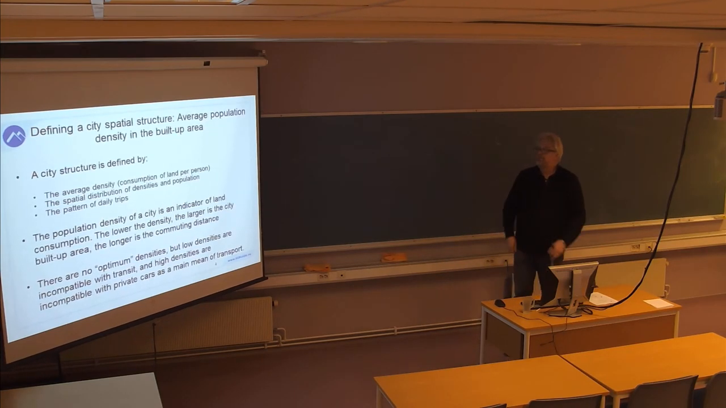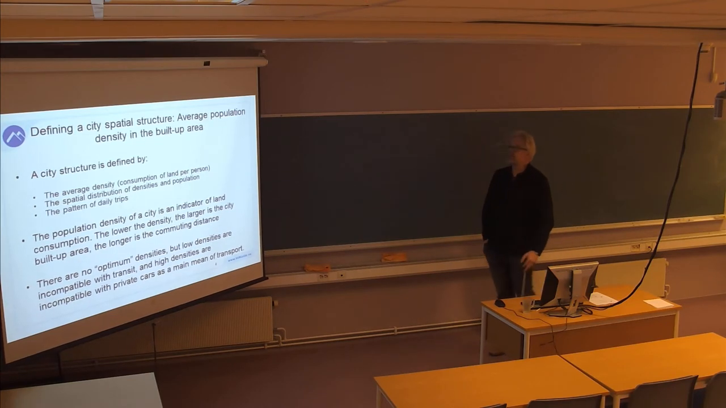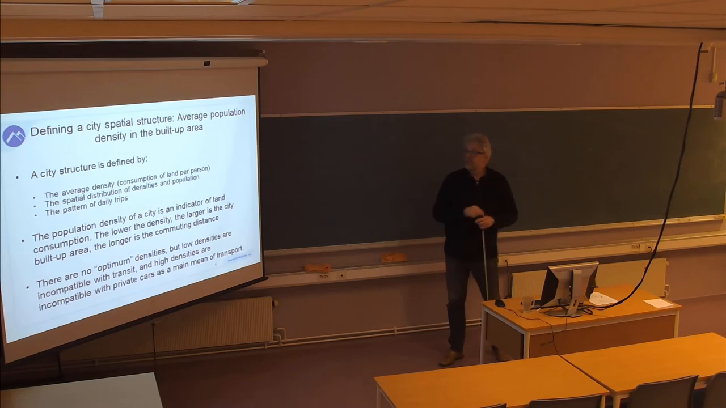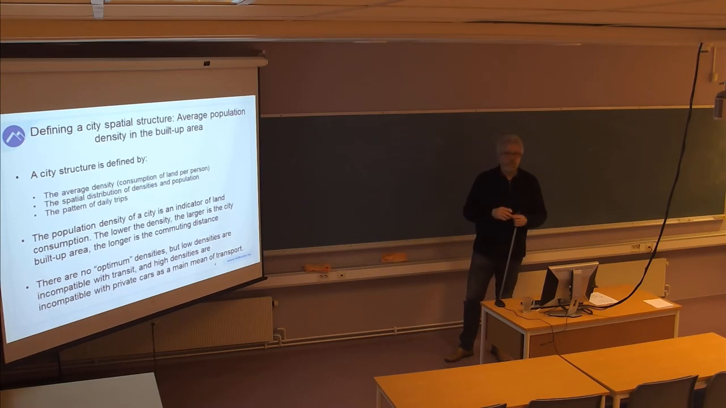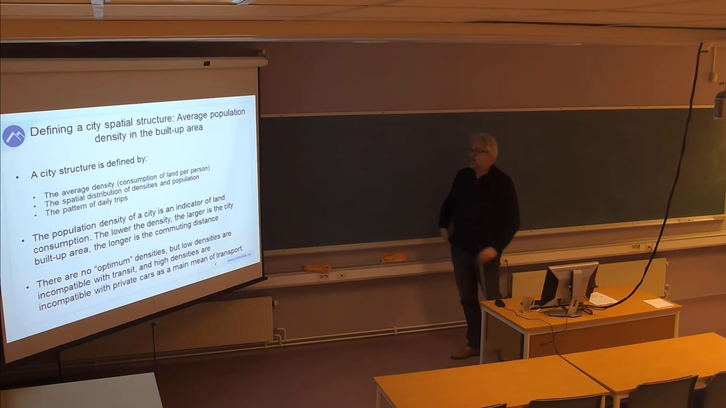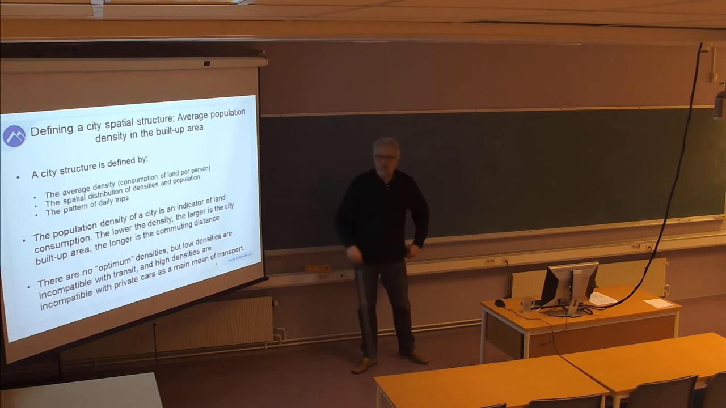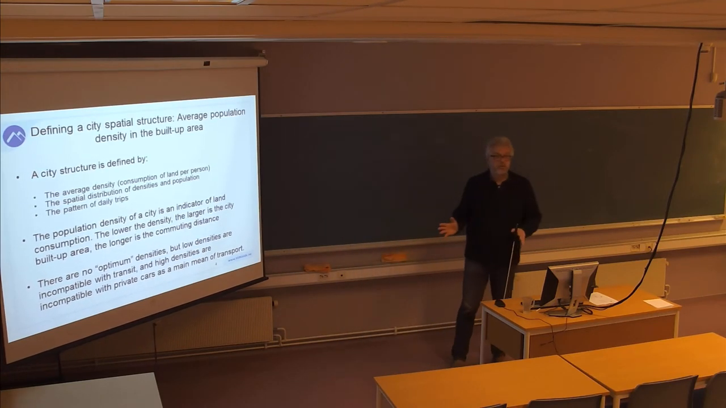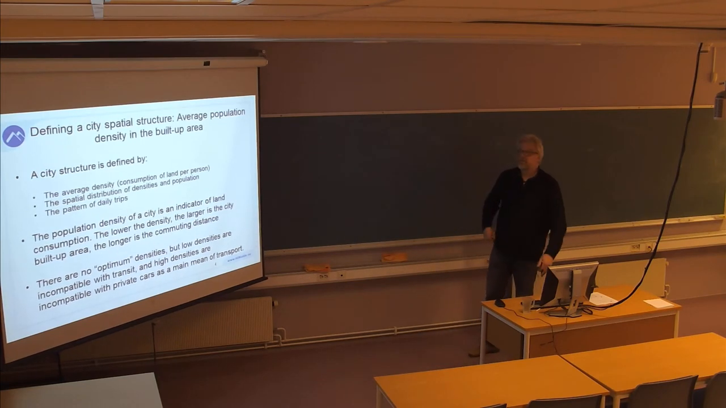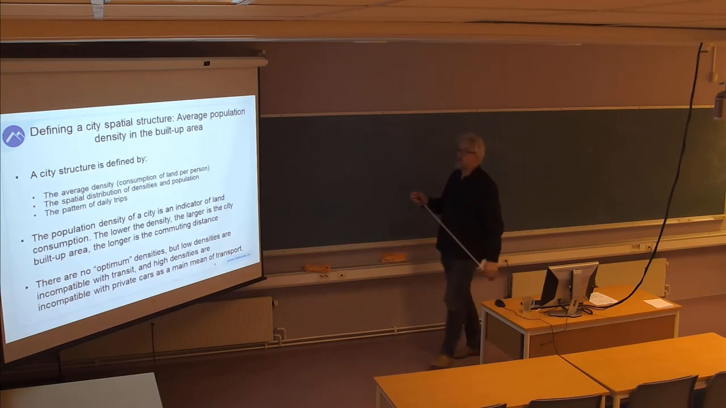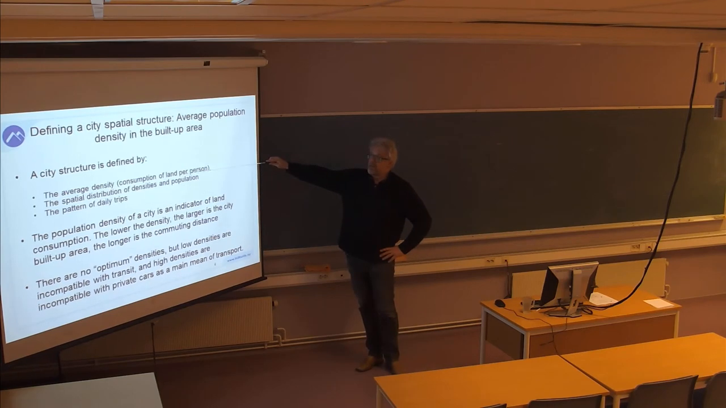So a city spatial structure is kind of defined by the average population density in the built-up area, in the area which are built by, or where houses, blocks are located. So we can try to define it by, let's say, the average density, consumption of land per person. Density can also be measured in terms of job location, number of workplaces per square kilometer, for instance. How this density is distributed.